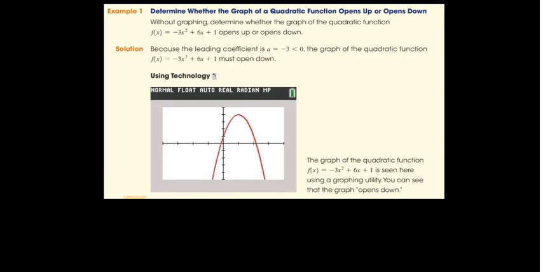Okay. Now, I'll be honest with you, if it's up to me, I'd give you a test with nothing but these questions, right? So the example reads, without graphing, of course, we have the graph here, but whatever. Without graphing, determine whether the graph of the quadratic function opens up or down. Well, all you have to do is look at this right here. Is it negative? Yes, then it's opening down. That's literally it.